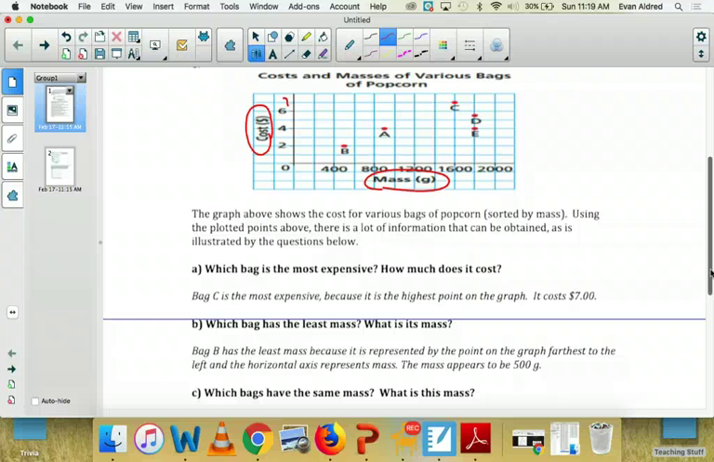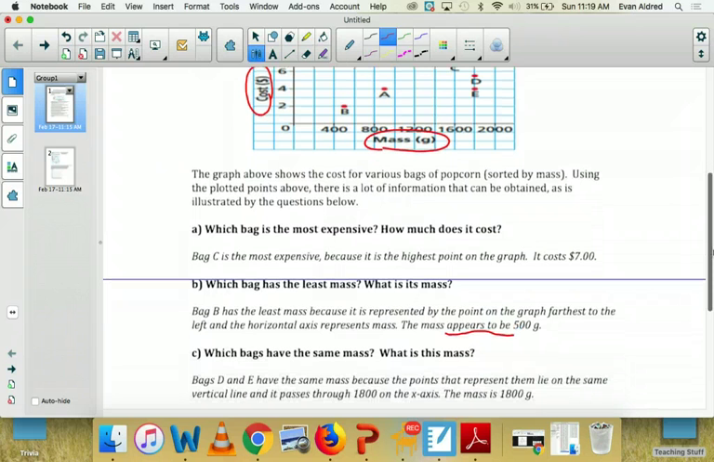B, which bag has the least mass? So which weighs the least? So now we're looking on the x-axis, so we're looking for the one that's the furthest to the left. Well, the bag that would weigh the least would be bag B. And with bag B, we can see that it lies somewhere between 400 and 600, and it's kind of right in the middle. So we would state that bag B weighs approximately, or about, or as you can see here, appears to be 500 grams. All right, and anytime that you're doing some estimating, just pick a nice round number, but make sure that it's accurate.